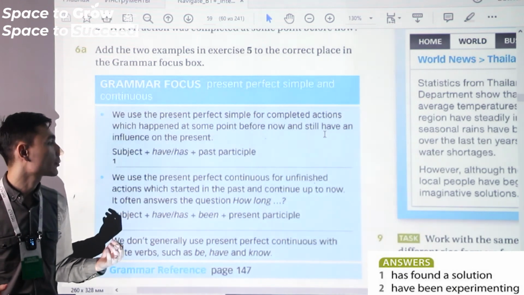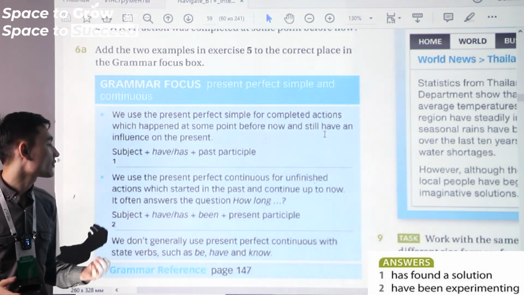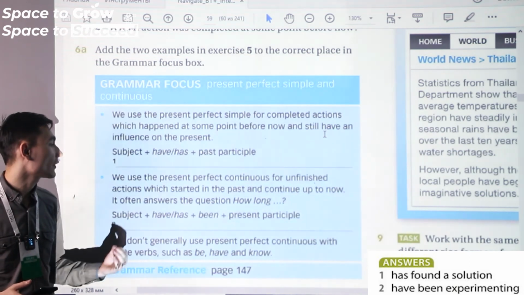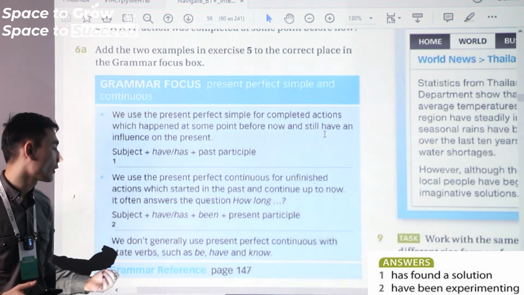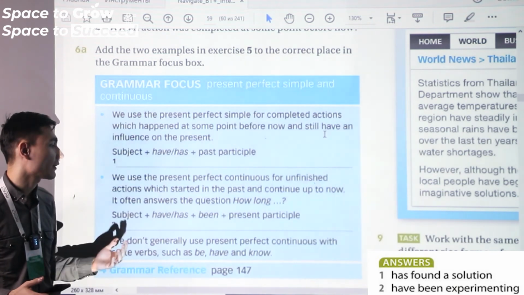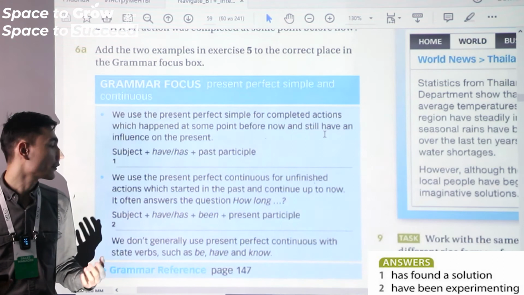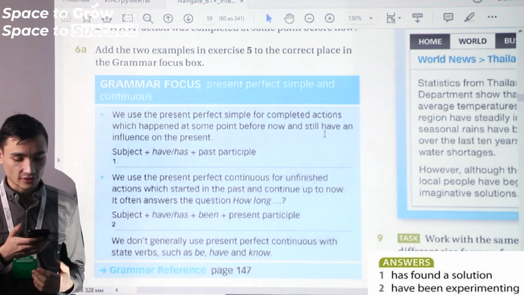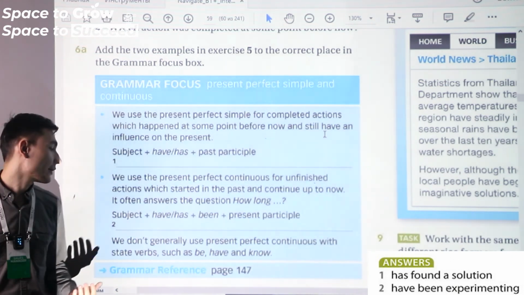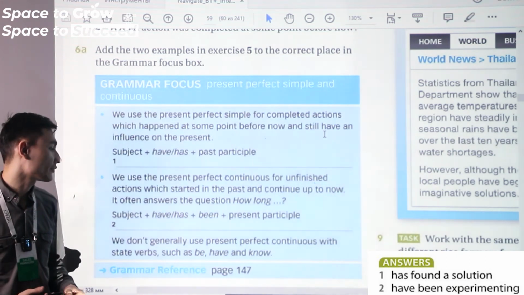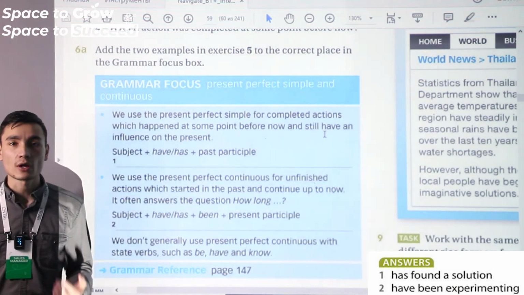And we use the present perfect continuous for unfinished actions which started in the past and continue up to now. It often answers the question how long, and here the formula is subject plus have/has been plus present participle. It means verb third form. And here the example is have been experimenting. We don't generally use present perfect continuous with state verbs such as be, have, and know.